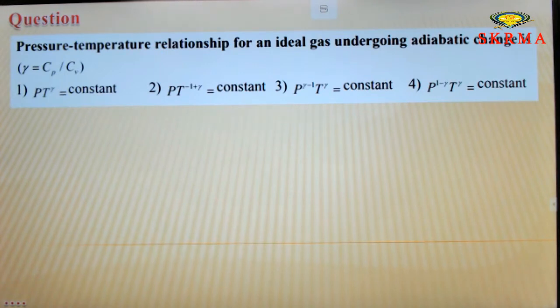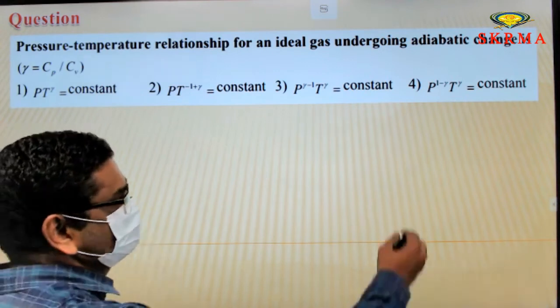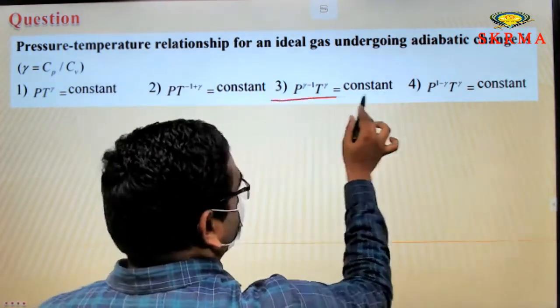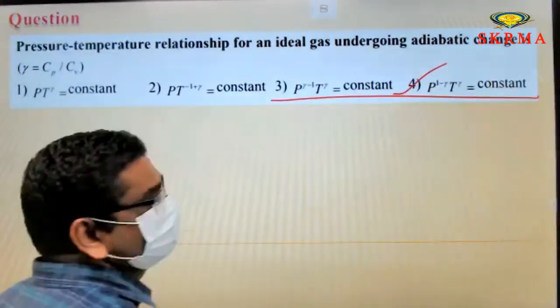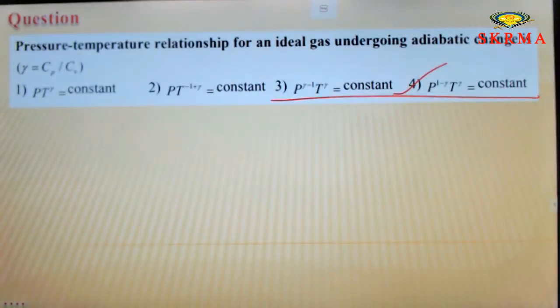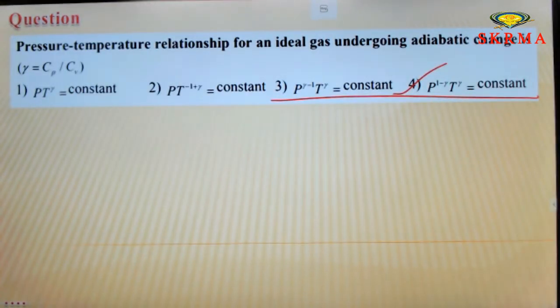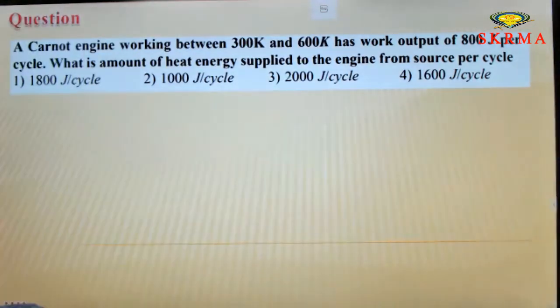Pressure temperature relationship in adiabatic process. Either this one or this one. So this is the correct answer. T power gamma into P power 1 minus gamma is the constant. Next. Go through the next question once.